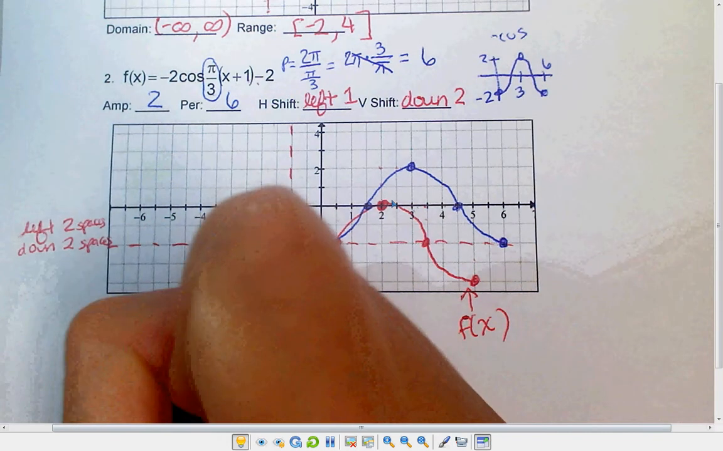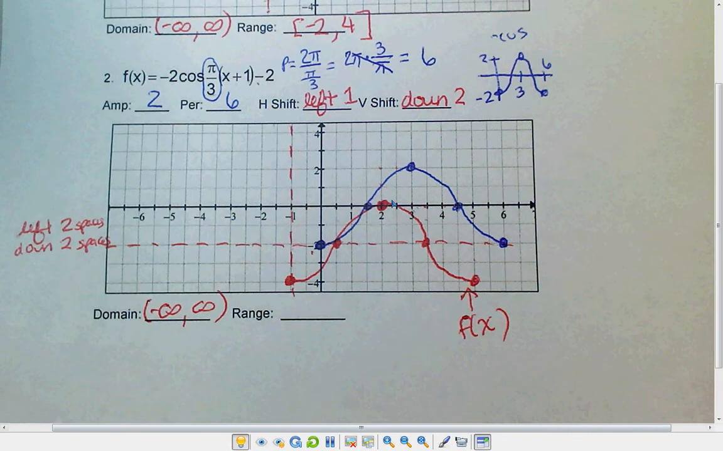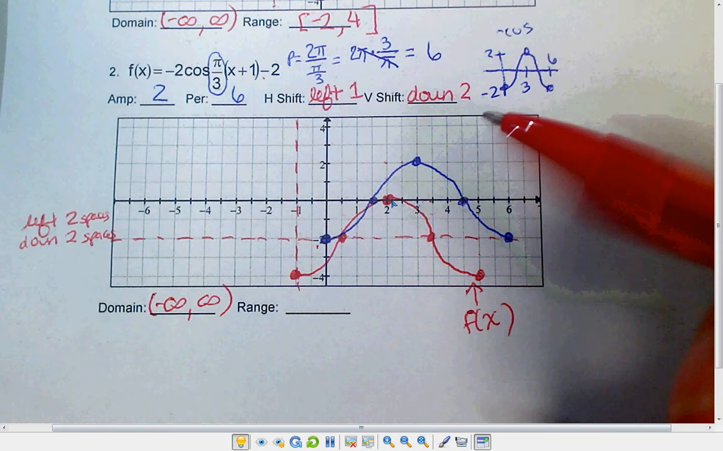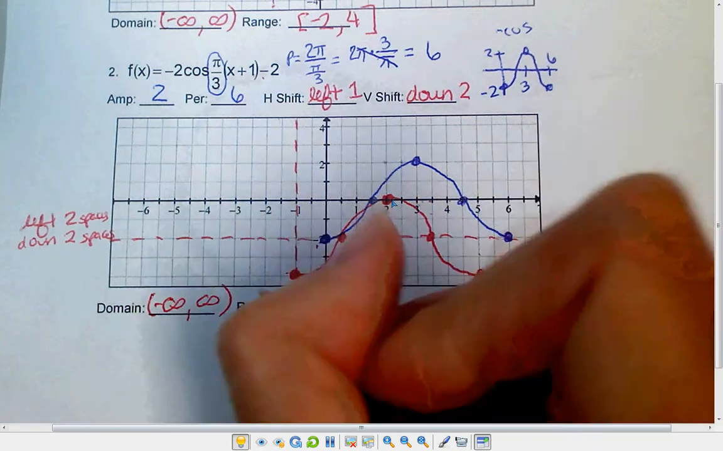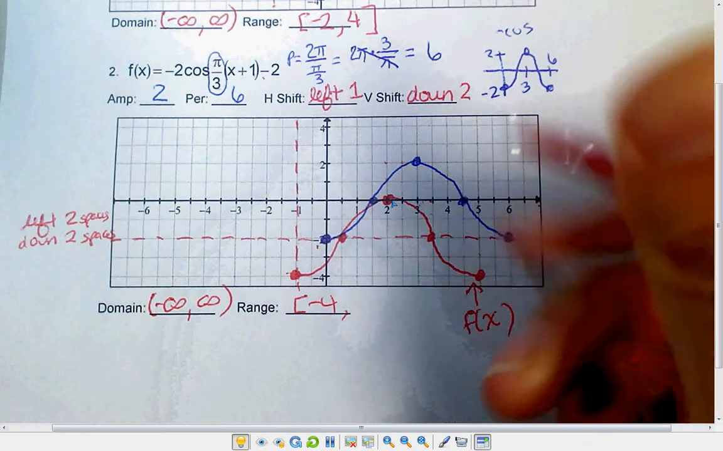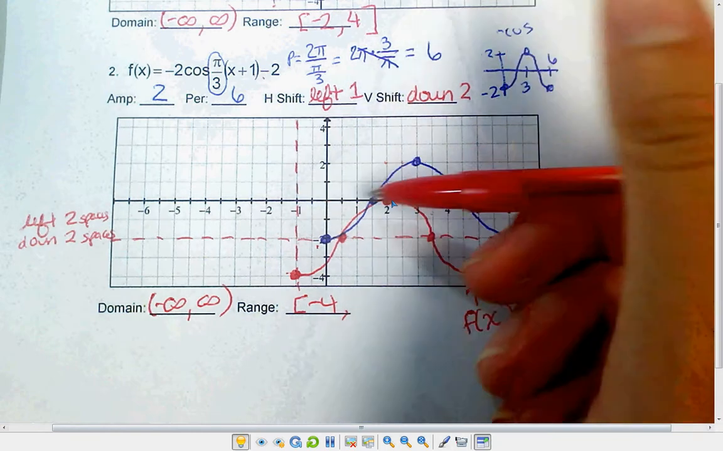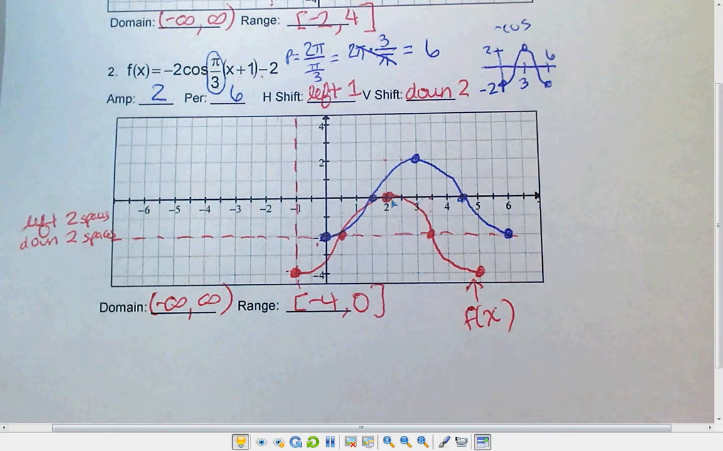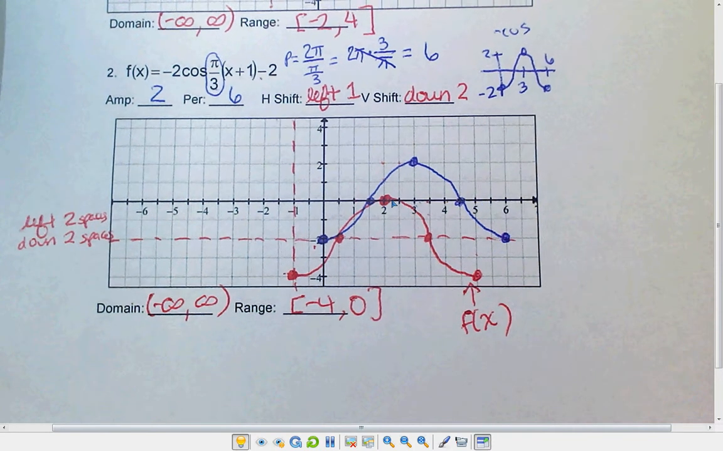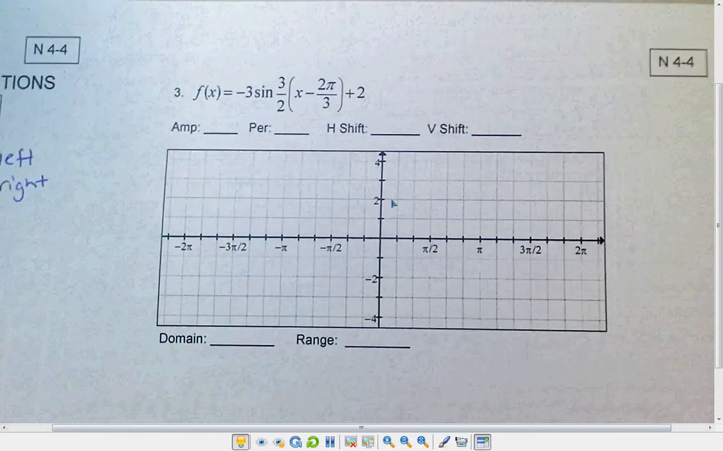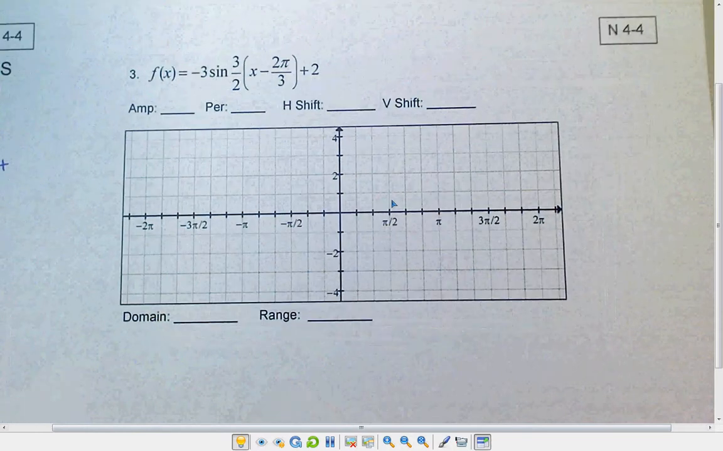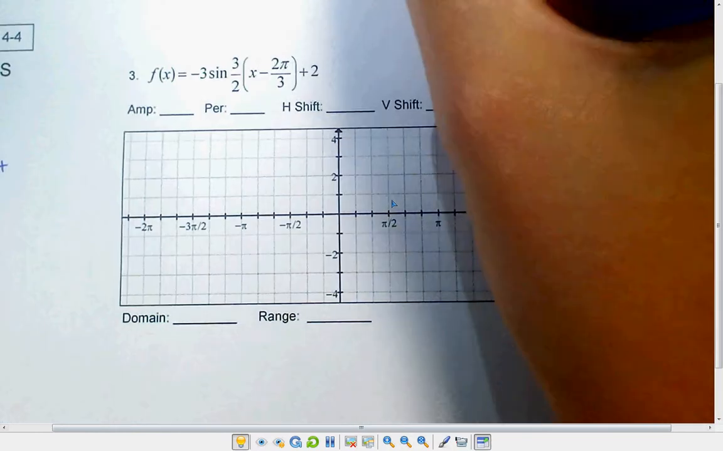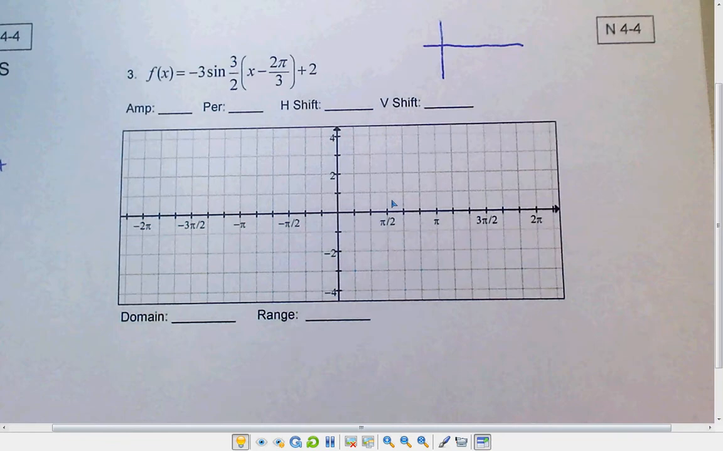So again, because it continues going, it's still negative infinity to infinity. My lowest point on this graph is -4. My highest point is right here, which is actually at y equals 0. So my range is from -4 to 0. Okay. 2 more examples. So again, let's first start by drawing our amplitude and period.